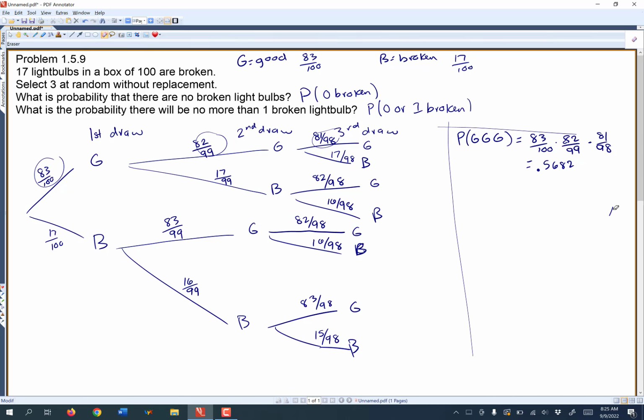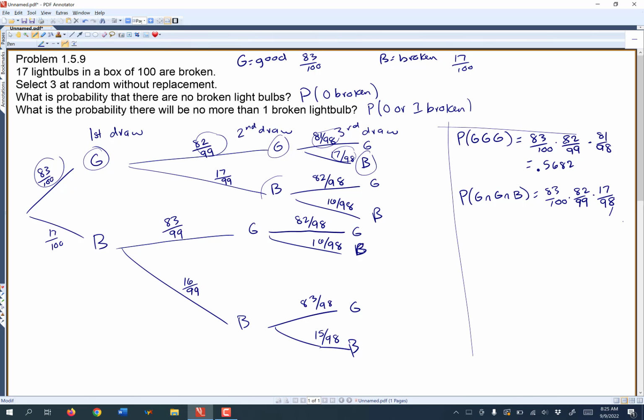Then I could do the next branch along the tree if I wanted. So like I could do good and then bad. So the probability of good and one bad at the end is going to be, and now you just go through and multiply those. So we'd have 83 out of 100 times 82 out of 99 times, and then our last one now is 17 out of 98. And you can go through and do this for all 8 branches if you want.